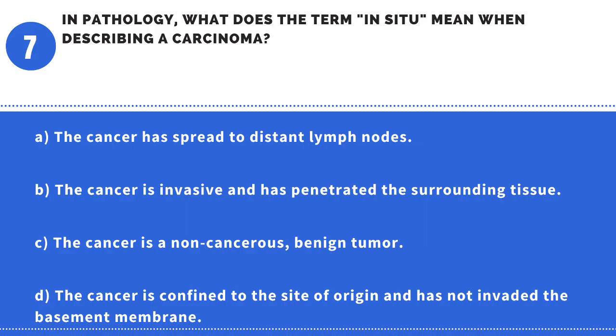Question 7. In pathology, what does the term in situ mean when describing a carcinoma? A. The cancer has spread to distant lymph nodes. B. The cancer is invasive and has penetrated the surrounding tissue. C. The cancer is a non-cancerous, benign tumor. D. The cancer is confined to the site of origin and has not invaded the basement membrane.